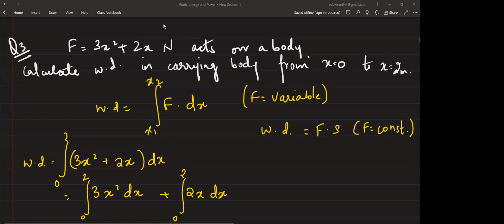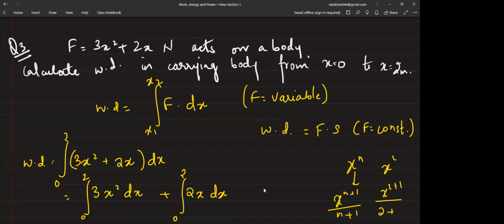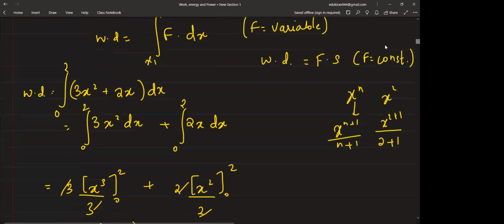How did we get x cubed? Integration rule: x to the power n becomes x to the power n plus 1 divided by n plus 1. So this is x squared, so x to the power 2 plus 1 divided by 2 plus 1. So this is x to the power 3 divided by 3.